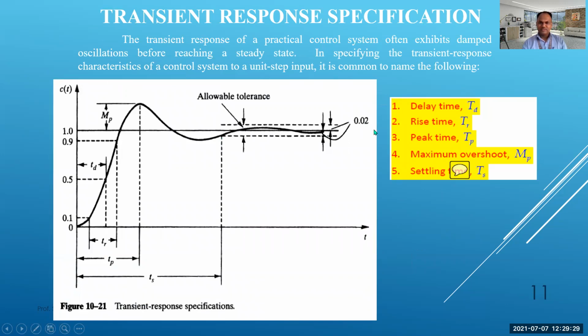So it is 0.02 of that particular allowable tolerance limit.